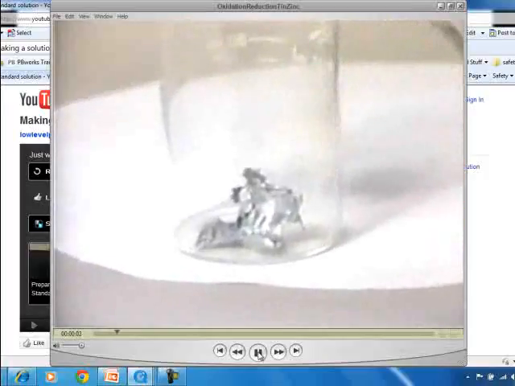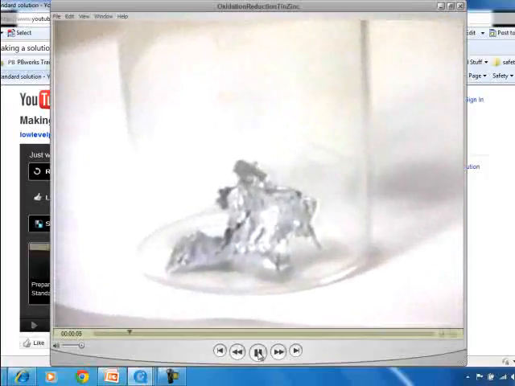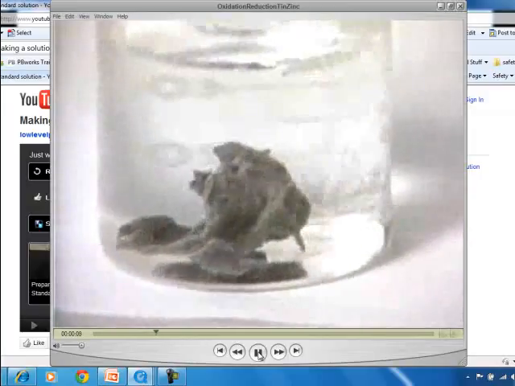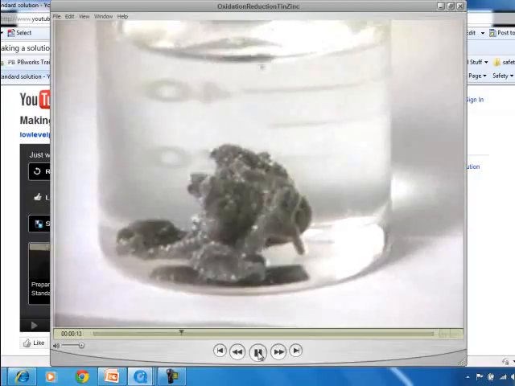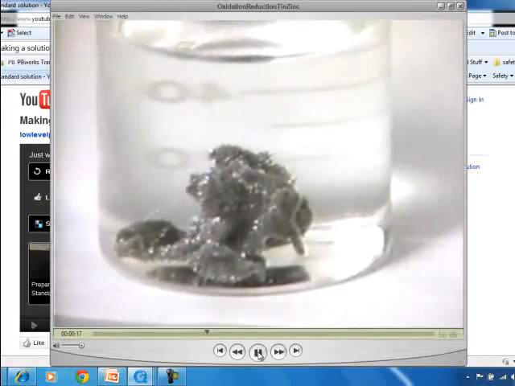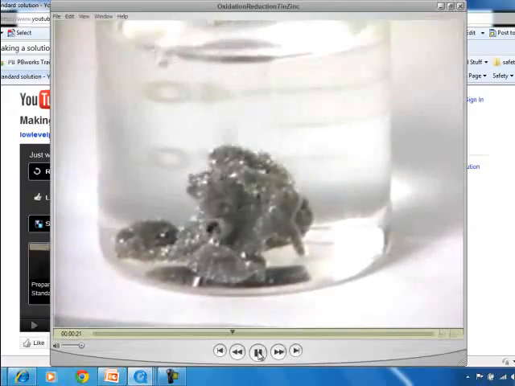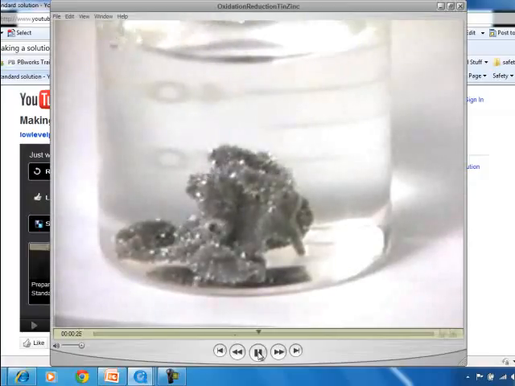Finally, some acidified tin 2 chloride solution is poured onto a piece of granulated zinc. Again, we notice an almost immediate displacement. In this case, we are getting some bubbles of hydrogen produced as well, because there is acid in the tin chloride solution. However, the main thing to notice is that the piece of granulated zinc is becoming coated with fine crystals of tin.